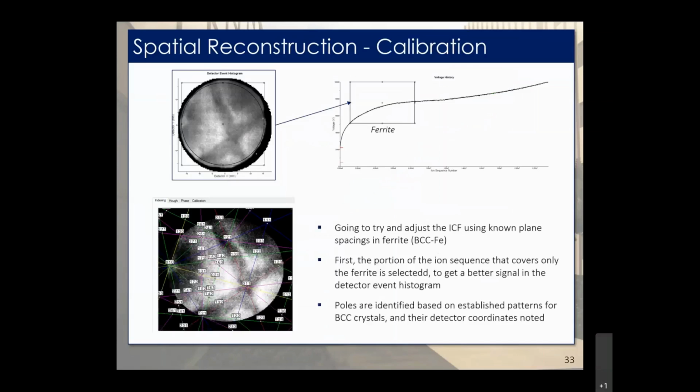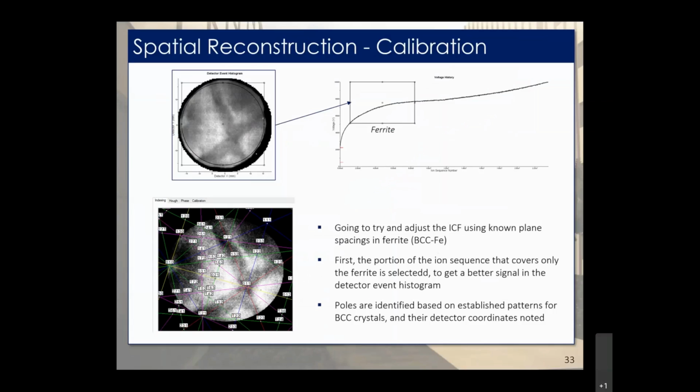Now, to look at this, we can go back to, as I mentioned before, and try to use a little bit of the crystallographic information from this sample to spatially calibrate our reconstruction. If we look at the early part of our data, which we know is the ferrite, we can isolate that portion. On the detector event histogram, we can see all these shapes that are representative of essentially the crystallography of the sample.